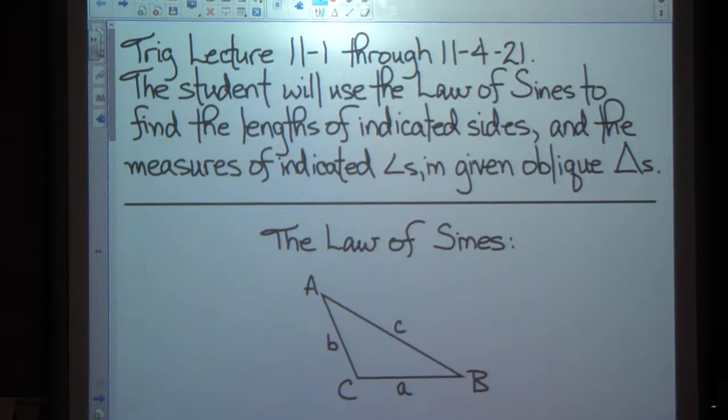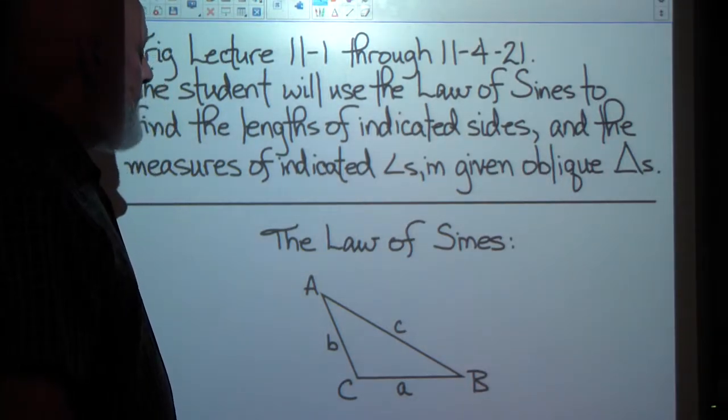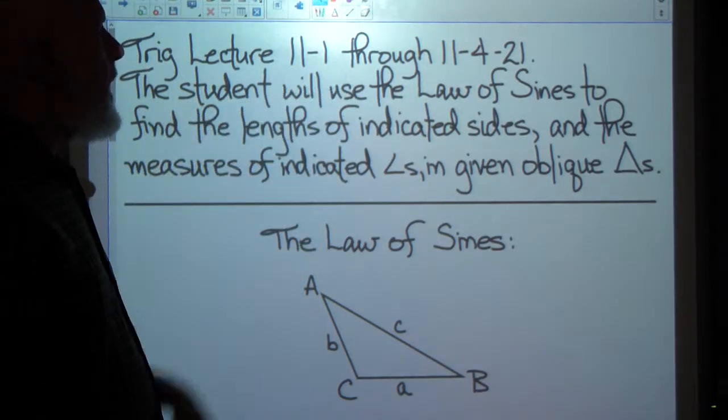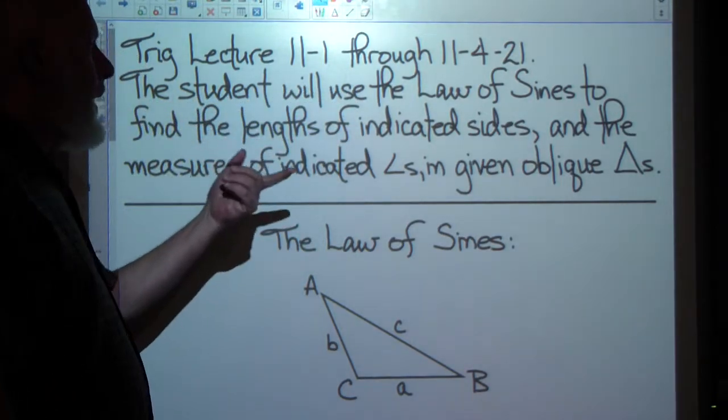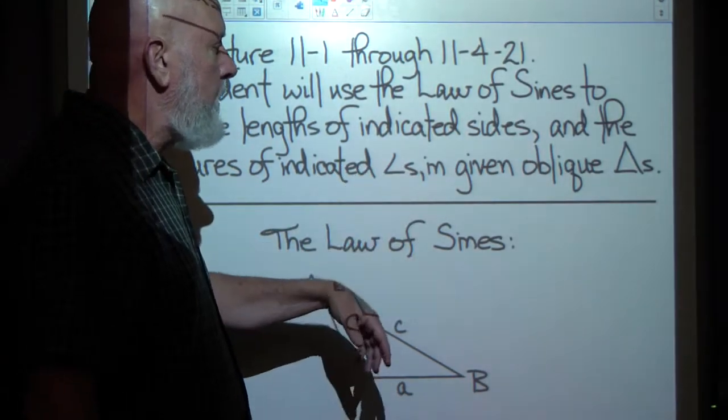It's Trig lecture 11.1 through 11.4. We're actually going to do this for 4 days. Law of sines, you'll run into it a lot, so might as well mess around with it for a few days. The student will use the law of sines to find the lengths of indicated sides and the measures of indicated angles in given oblique triangles.